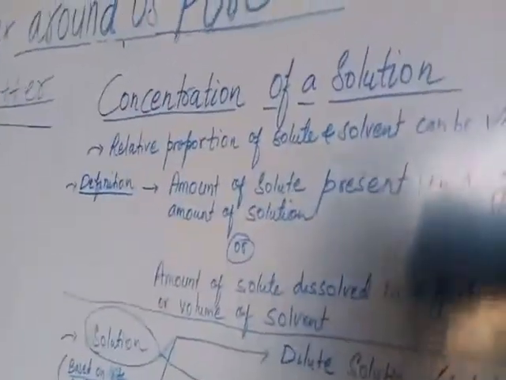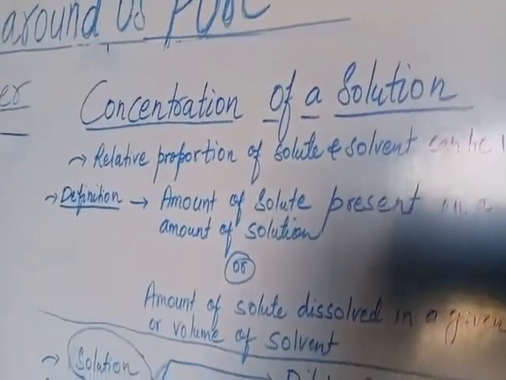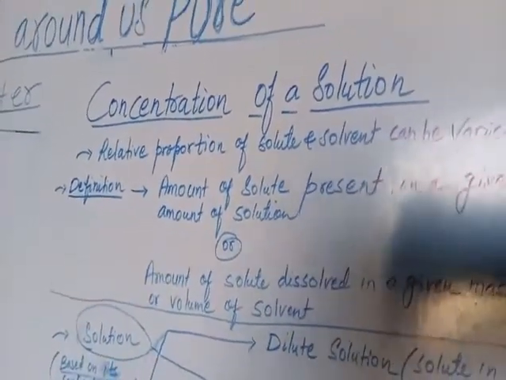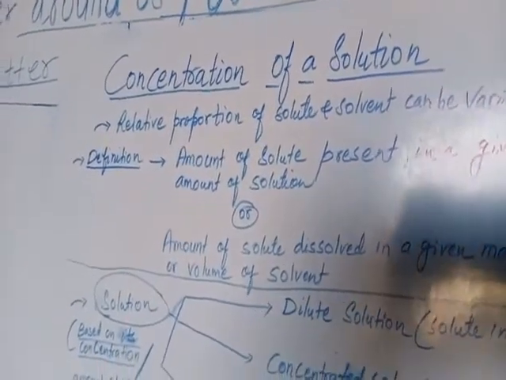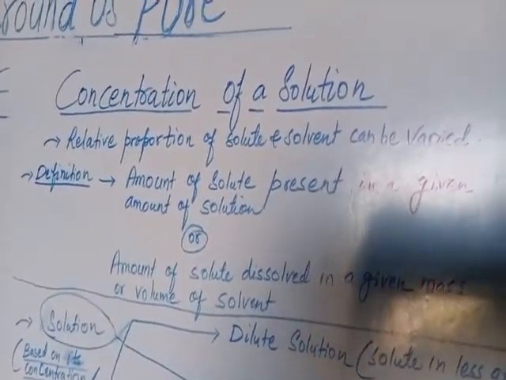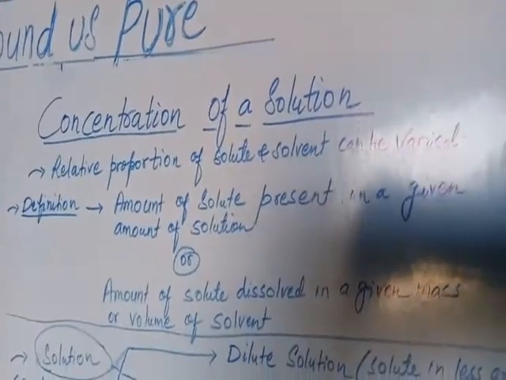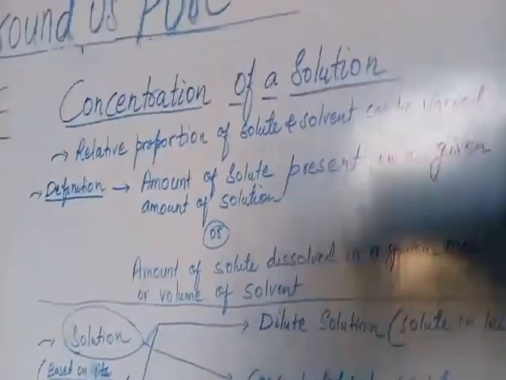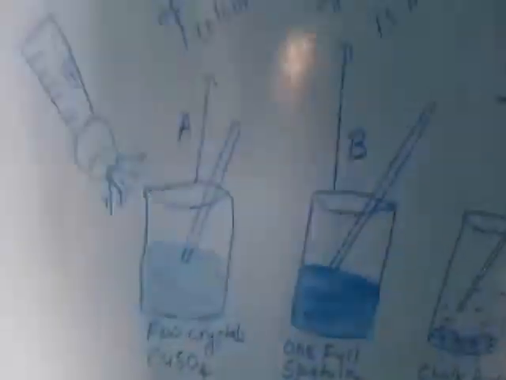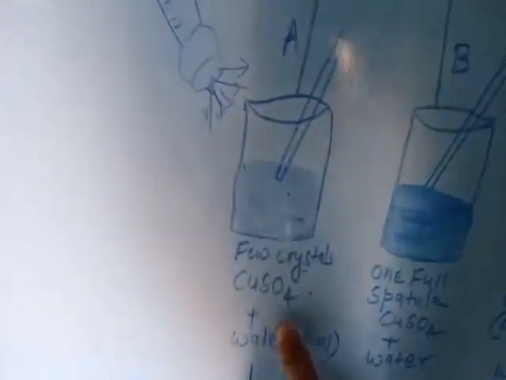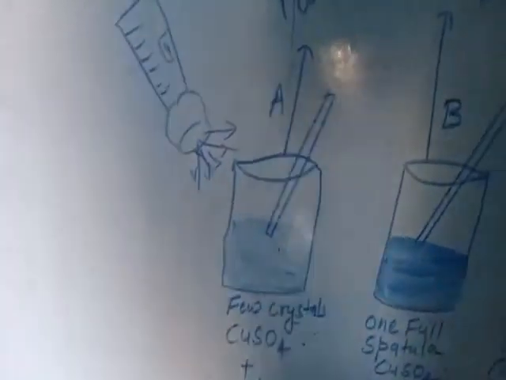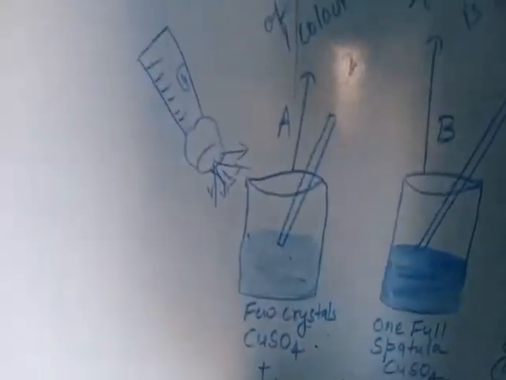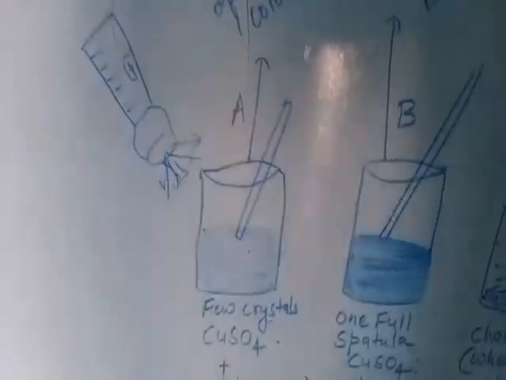Next one we'll see concentration of a solution. As you know, the relative proportion of solute and solvent is different and it can be varied, as we have studied in our last activity. We saw that in these two beakers there is a difference in the intensity of color.